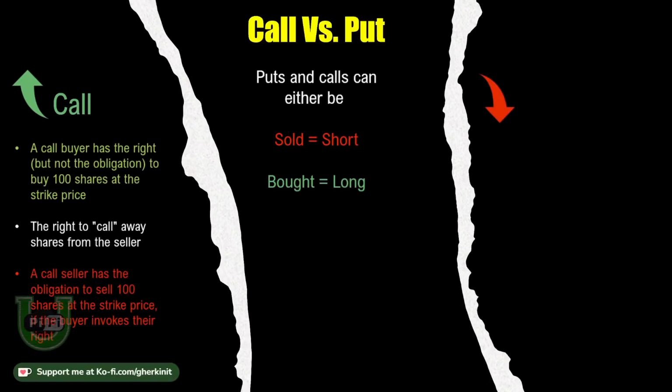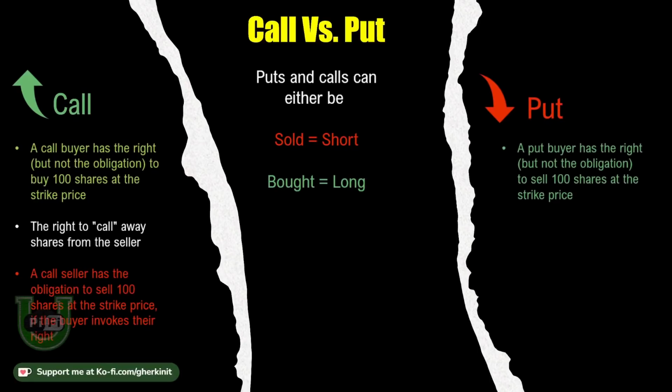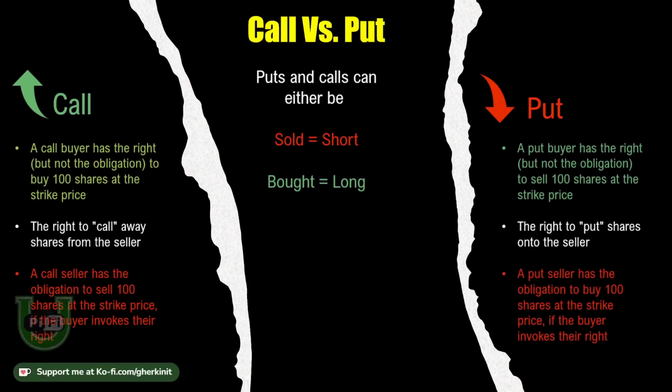A put option is generally a bet placed to the downside. A put buyer has the right, but not the obligation, to sell 100 shares at the agreed upon strike. The right to put shares on to the seller. A put seller has the obligation to buy 100 shares at the strike price if the buyer invokes their right.